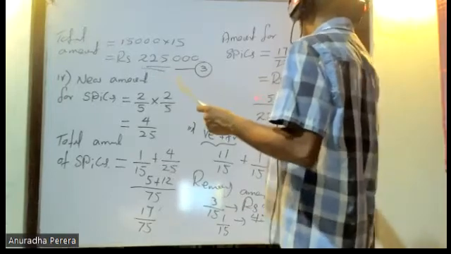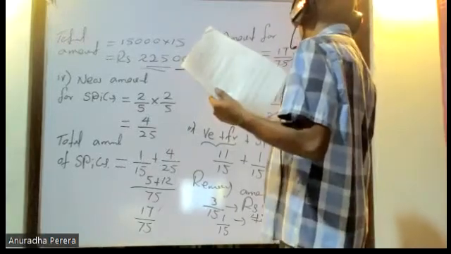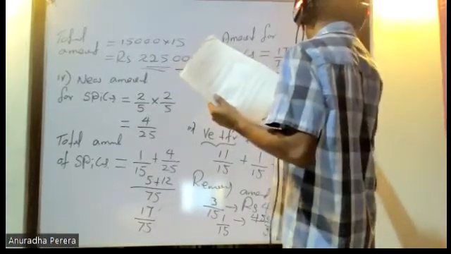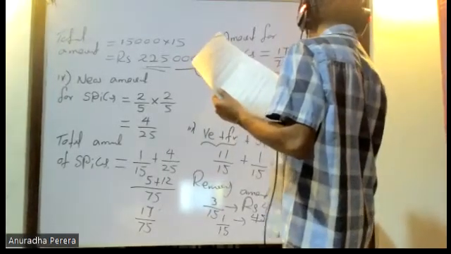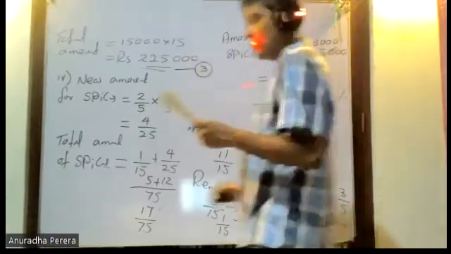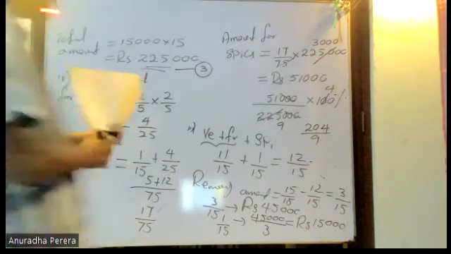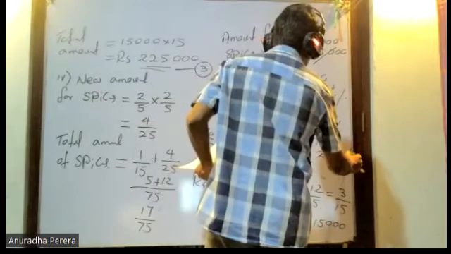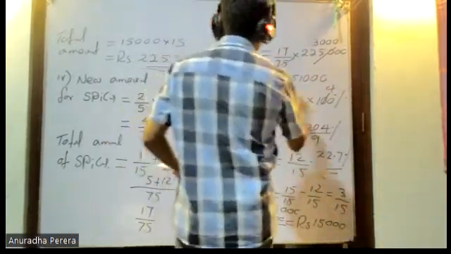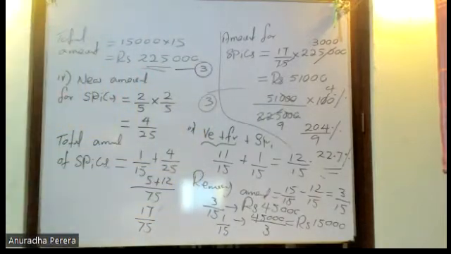This gives the answer. Simplify by 25. This becomes 9, this becomes 4. 204 over 9. Your answer is 22.7%, to the first decimal place. For the answer, 3 marks.